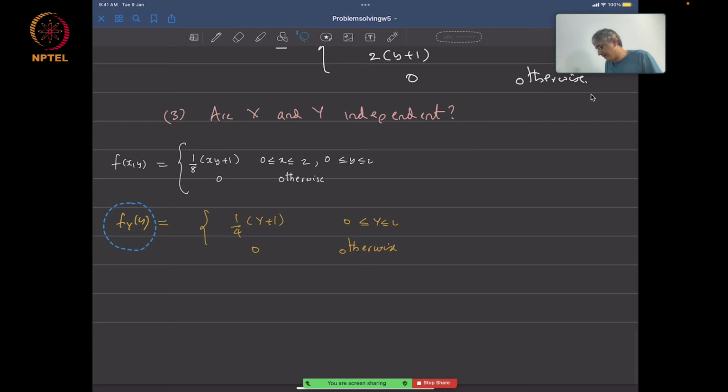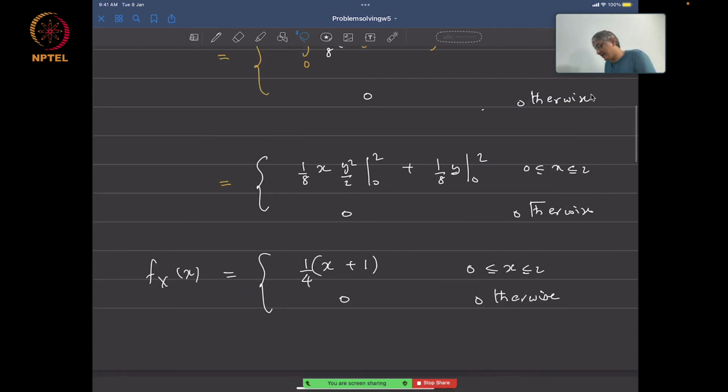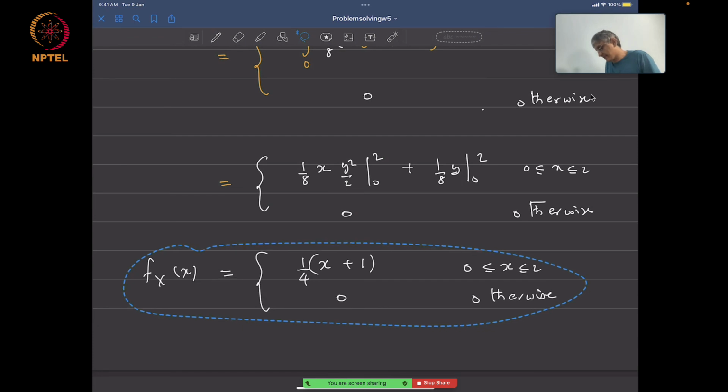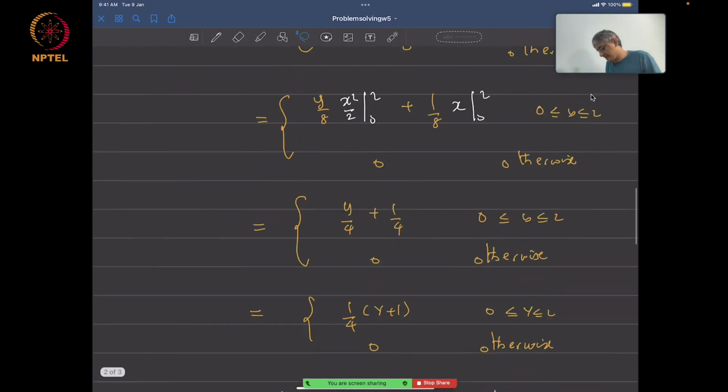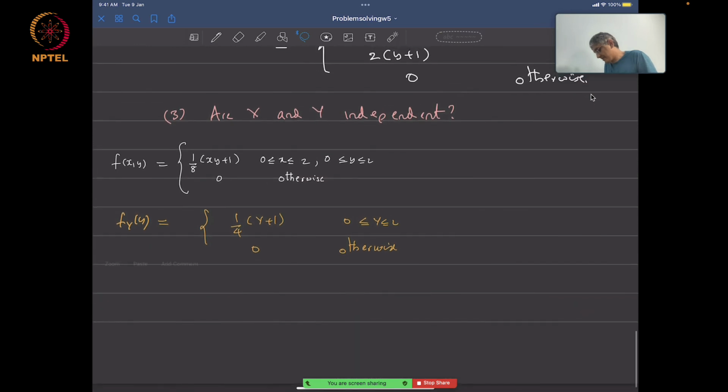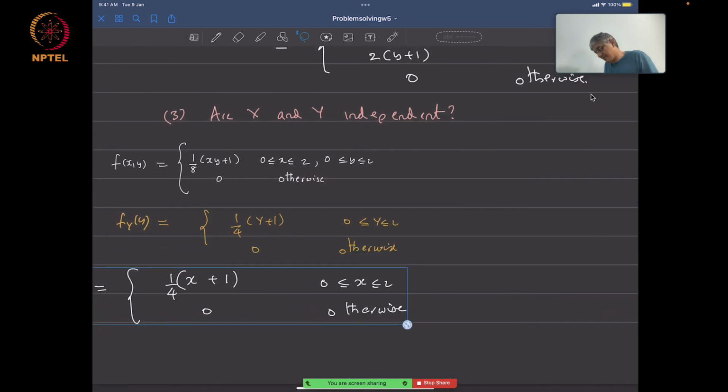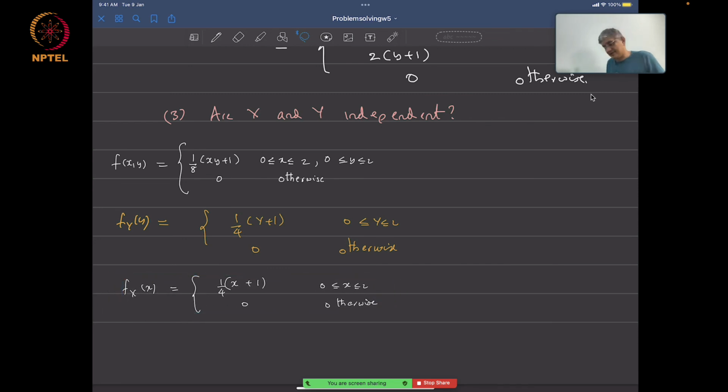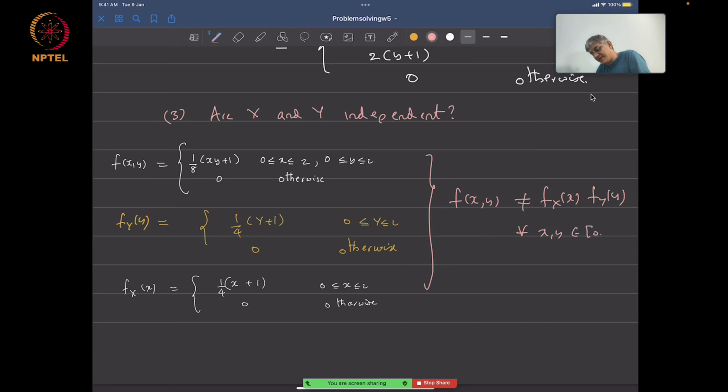And the next one I'll make is f_X. Let me grab that up here and bring it down here. So clearly from these three, you can check that f_XY is not in product form of f_X times f_Y for all x and y in 0 to 2. You can just multiply and check. That's one way of checking it. So therefore x and y are not independent.